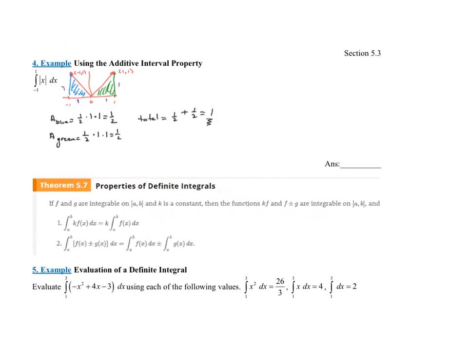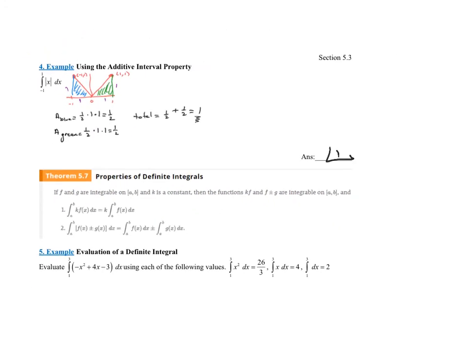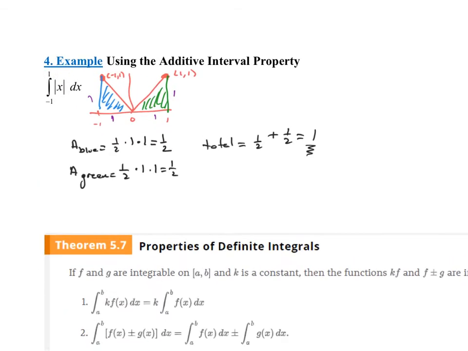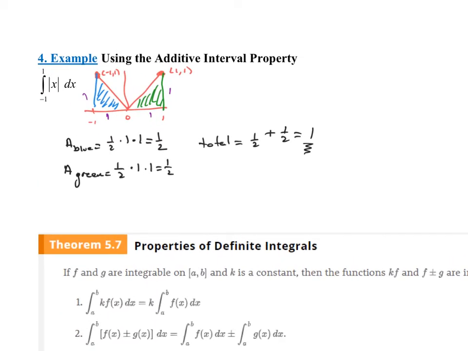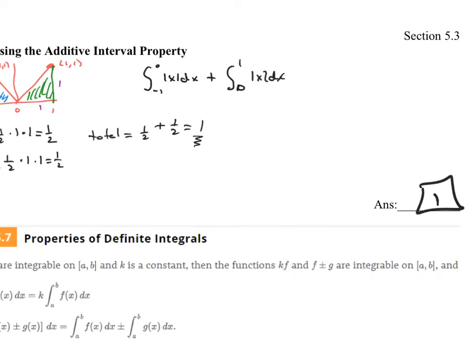So what did we do effectively on this problem? What we did was we broke this up into two separate integrals. We integrated the integral from -1 to 0 of the absolute value of x with respect to x, plus the integral from 0 to 1 of the absolute value of x dx. And the reason that we did that is because we can better define these functions on those intervals.